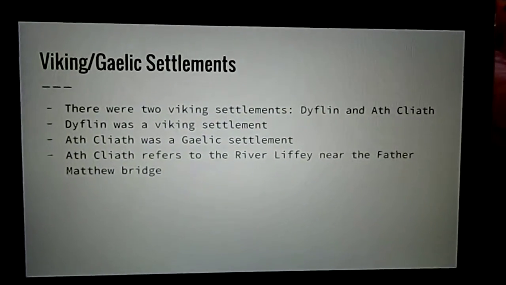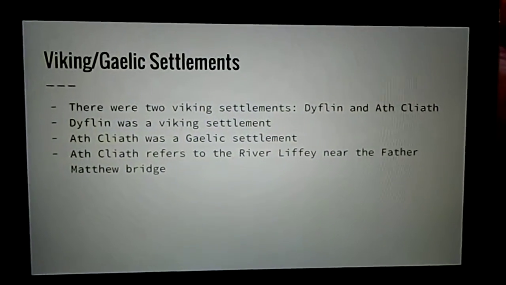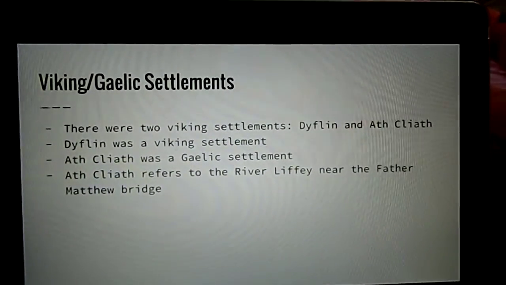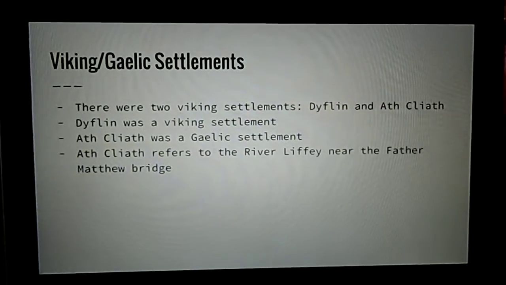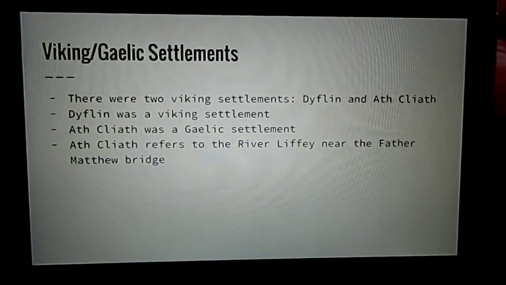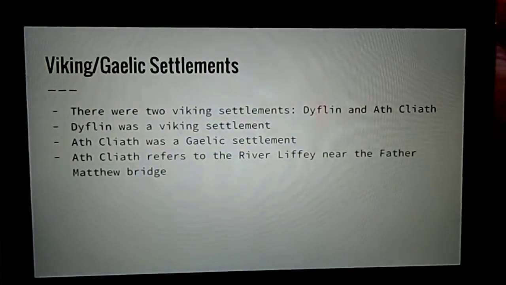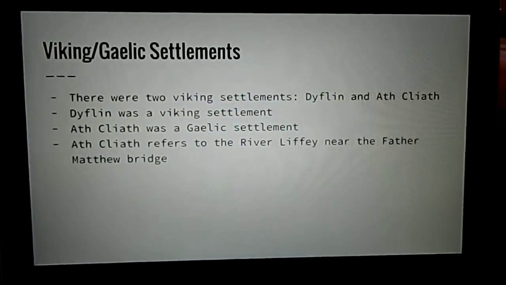There were two Viking settlements, Difflin and Athcliath. So Difflin was the Viking settlement, and then Athcliath was the Gaelic settlement. Athcliath refers to a river Liffey near the Father Matthew Bridge.